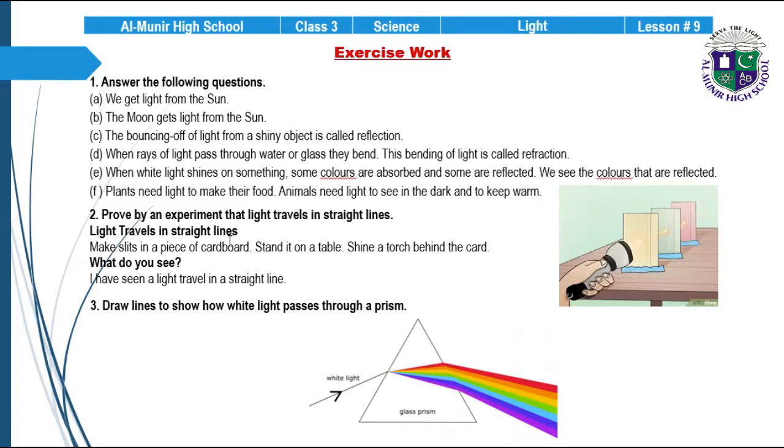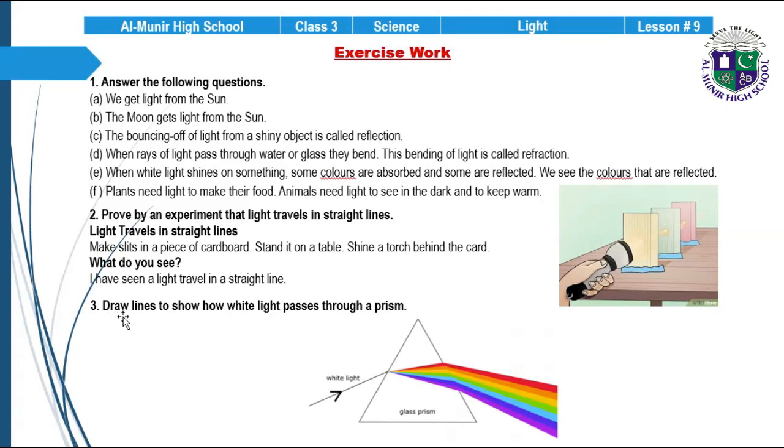Question number 2. Prove by an experiment that light travels in straight lines. Make slits in a piece of cardboard. Stand it on a table. Shine a torch behind the card. What do you see? I have seen light travel in a straight line as shown in this picture.